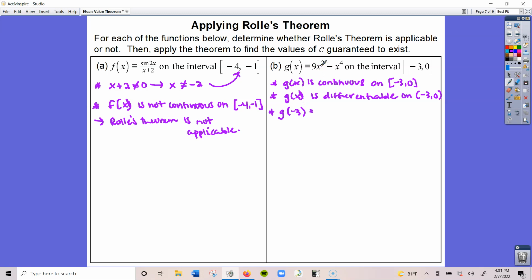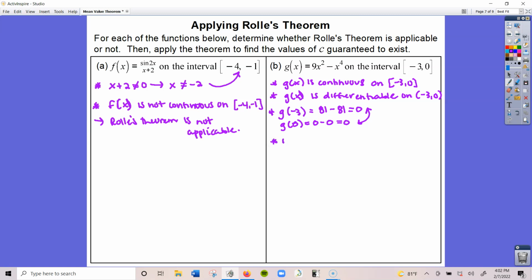g of -3: -3 squared is 9, times 9 is 81, minus -3 to the 4th. -3 times -3 is 9, times a third -3 is -27, times a fourth -3 is positive 81. And 81 minus 81 is 0. And now if I find g of 0, we get 0 squared is 0 times 9 is 0, minus 0 to the 4th is 0. These two values here, g of -3 and g of 0, both equal 0.